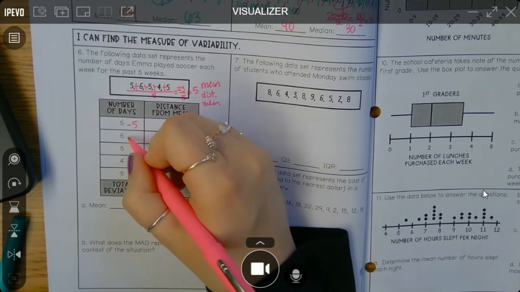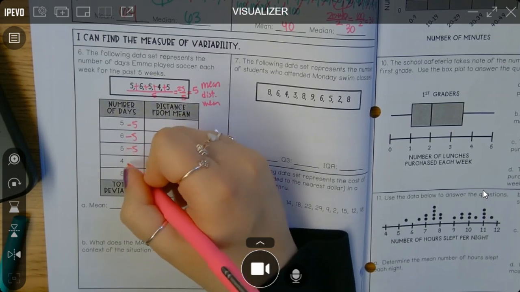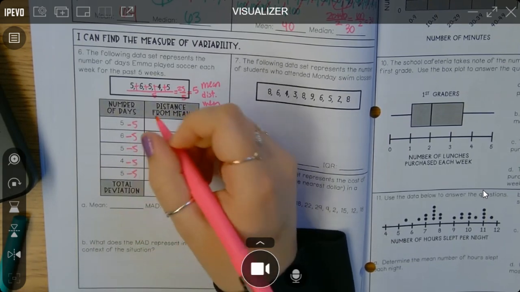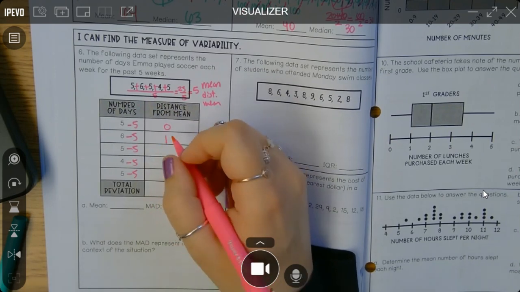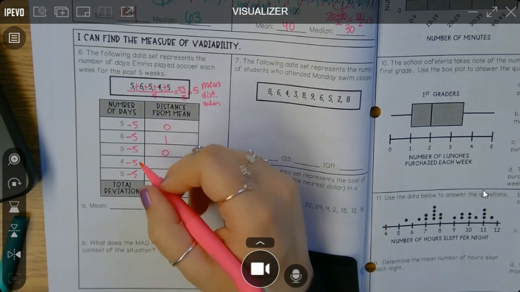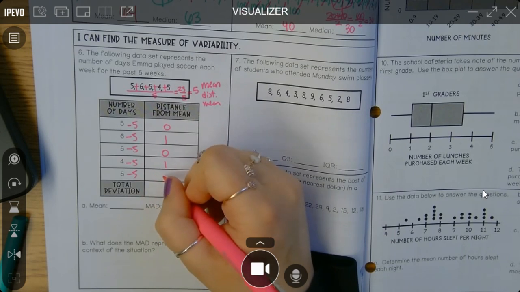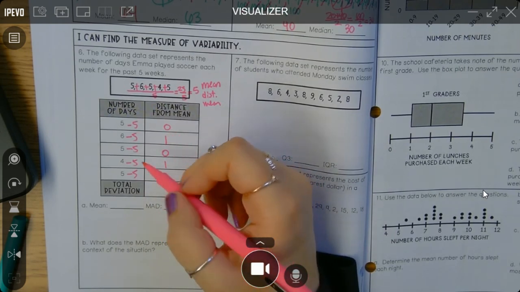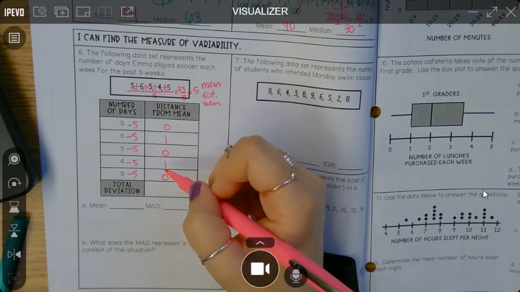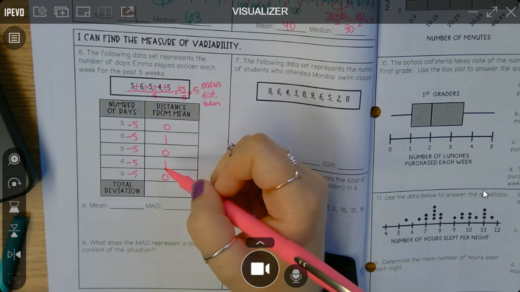And you want to find the distance that each number is from that mean. Okay, well, 5 minus 5 is 0. 6 minus 5 is 1. 5 minus 5 is 0. 5 minus 4 is 1. And 5 minus 5 is also 0. Remember that you're finding the absolute value of these, because I know 4 minus 5 is technically negative 1, but you're finding the distance, and distance is always positive. So you're taking the absolute value of those.